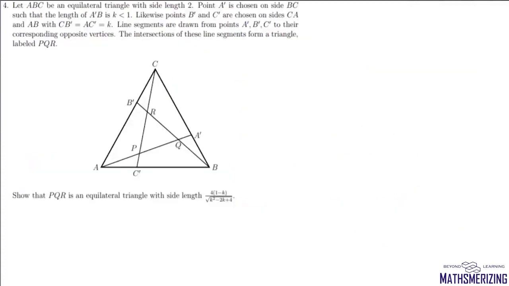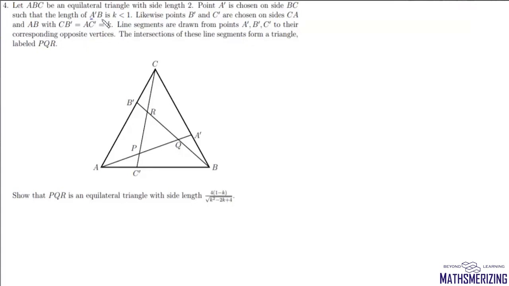Now in question number 4 it says, let ABC be an equilateral triangle with side lengths of 2, points A dash, B dash and C dash are chosen such that A dash B is k. Likewise, B dash and C dash are chosen on sides CA and AB with CB dash and AC dash equal to k. Line segments are drawn from points A dash, B dash and C dash to their corresponding opposite vertices. The intersection of these line segments forms a triangle PQR. We need to show that this PQR is an equilateral triangle whose side length is 4 times (1 minus k) upon k square minus 2k plus 4.